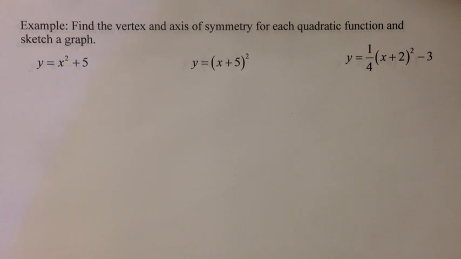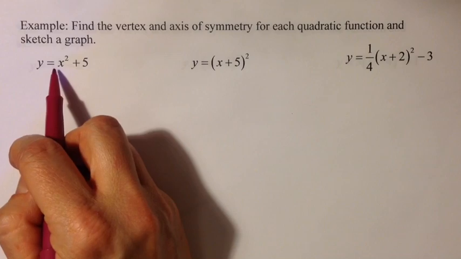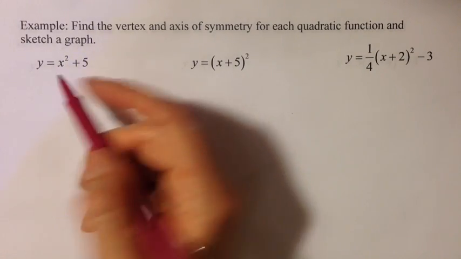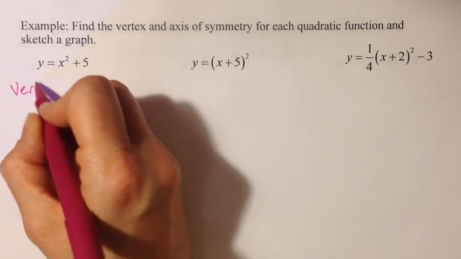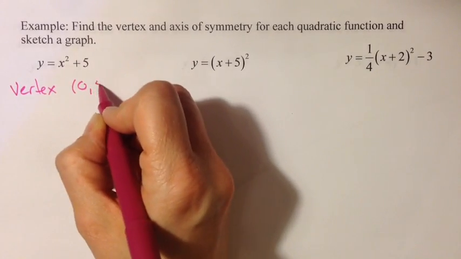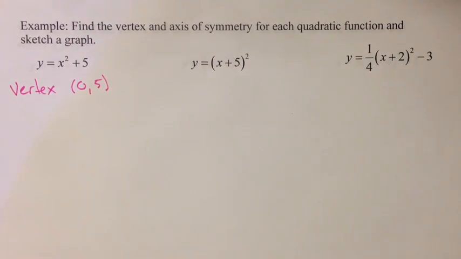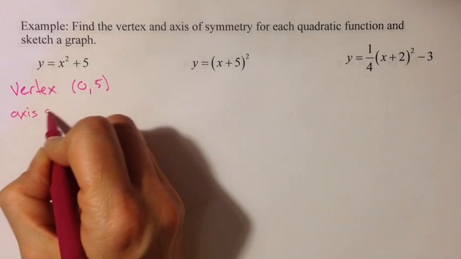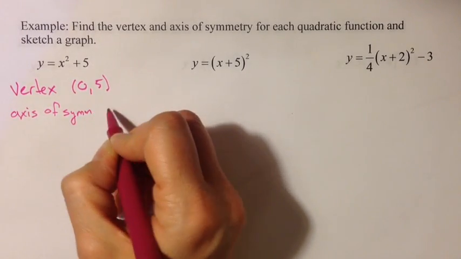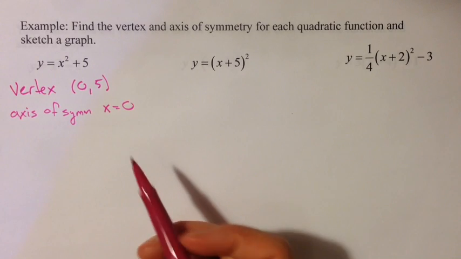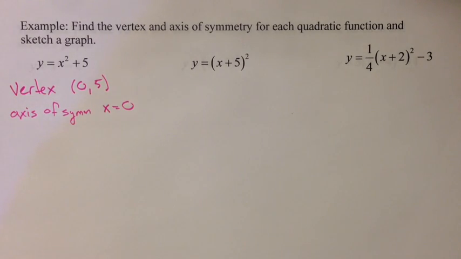My first example is y equals x squared plus 5. Now this doesn't look just like the example that we did before. It's actually meant to be a little bit simpler. What's happening here is that the value of a is 1 and the value of h is 0. That makes my vertex just 0, 5. What's happened is that this has been moved up 5 units, but it hasn't been moved left or right at all because there's no h value here. That makes the axis of symmetry just x equals 0. The axis of symmetry is always x equals the x coordinate of the vertex.